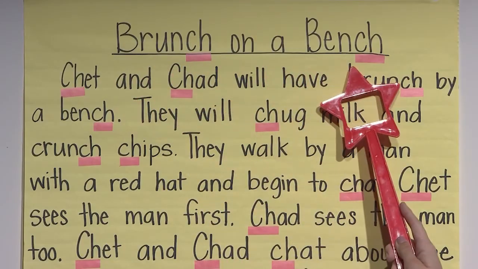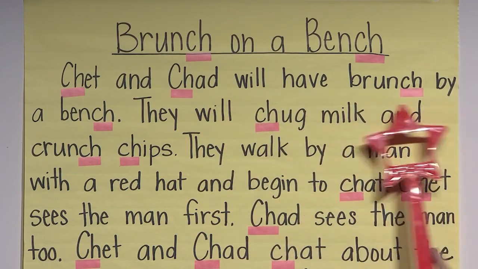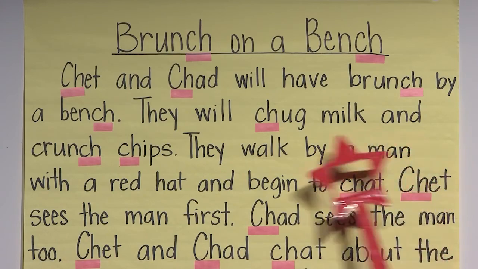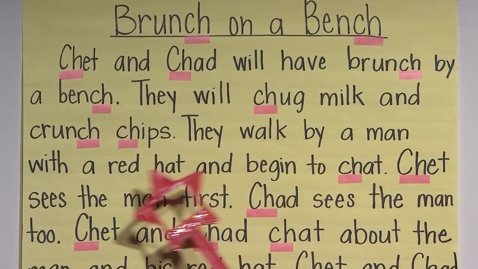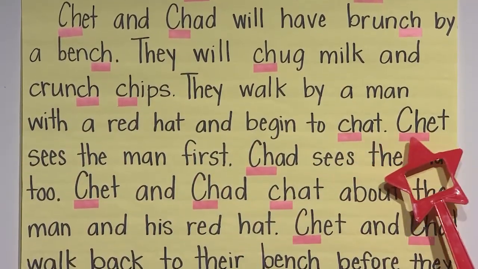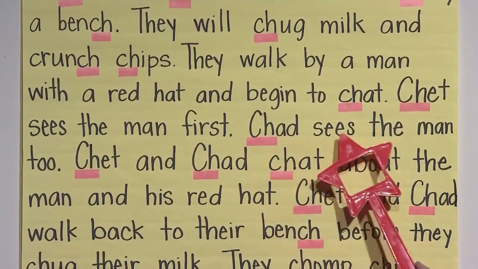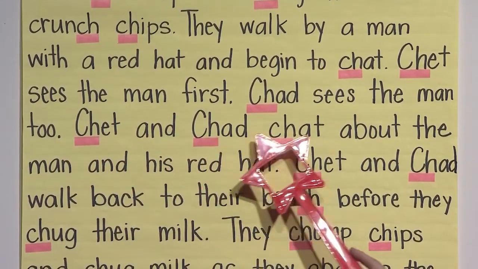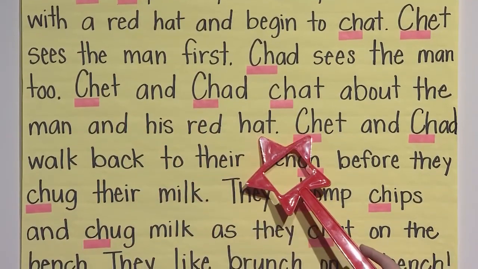Brunch on a bench. Chet and Chad will have brunch by a bench. They will chug milk and crunch chips. They walk by a man with a red hat and begin to chat. Chet sees the man first. Chad sees the man too. Chet and Chad chat about the man and his red hat.